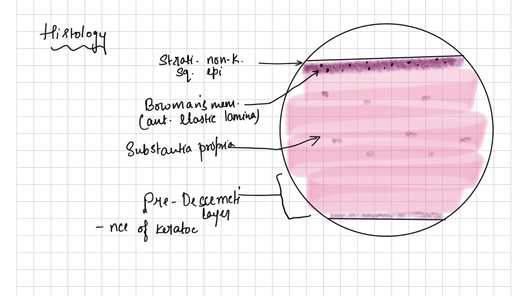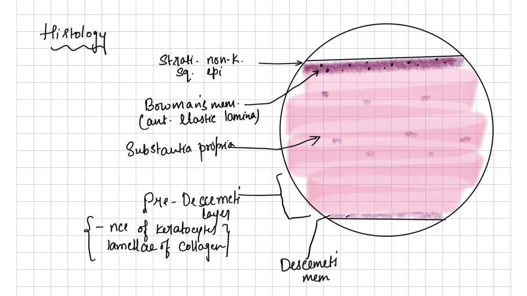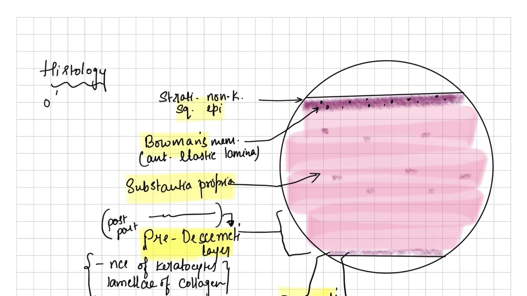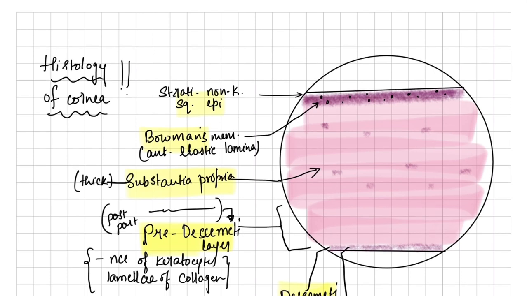Here there is absence of keratocytes, that's why it's given a different name, and there are lamellae of collagen present here. Then the layer present at the lowermost portion, there are 2 layers. This is Descemet's membrane, and lastly there is posterior epithelium made up of squamous mesothelium. Now we saw the layers in the histology: squamous epithelium, Bowman's membrane, substantia propria, predescemet's layer, Descemet's layer, and squamous again. So we are sandwiching it. So this is the histology of cornea. This is important. The slide is going to be remembered with all the labelings. Substantia propria is thick in nature.